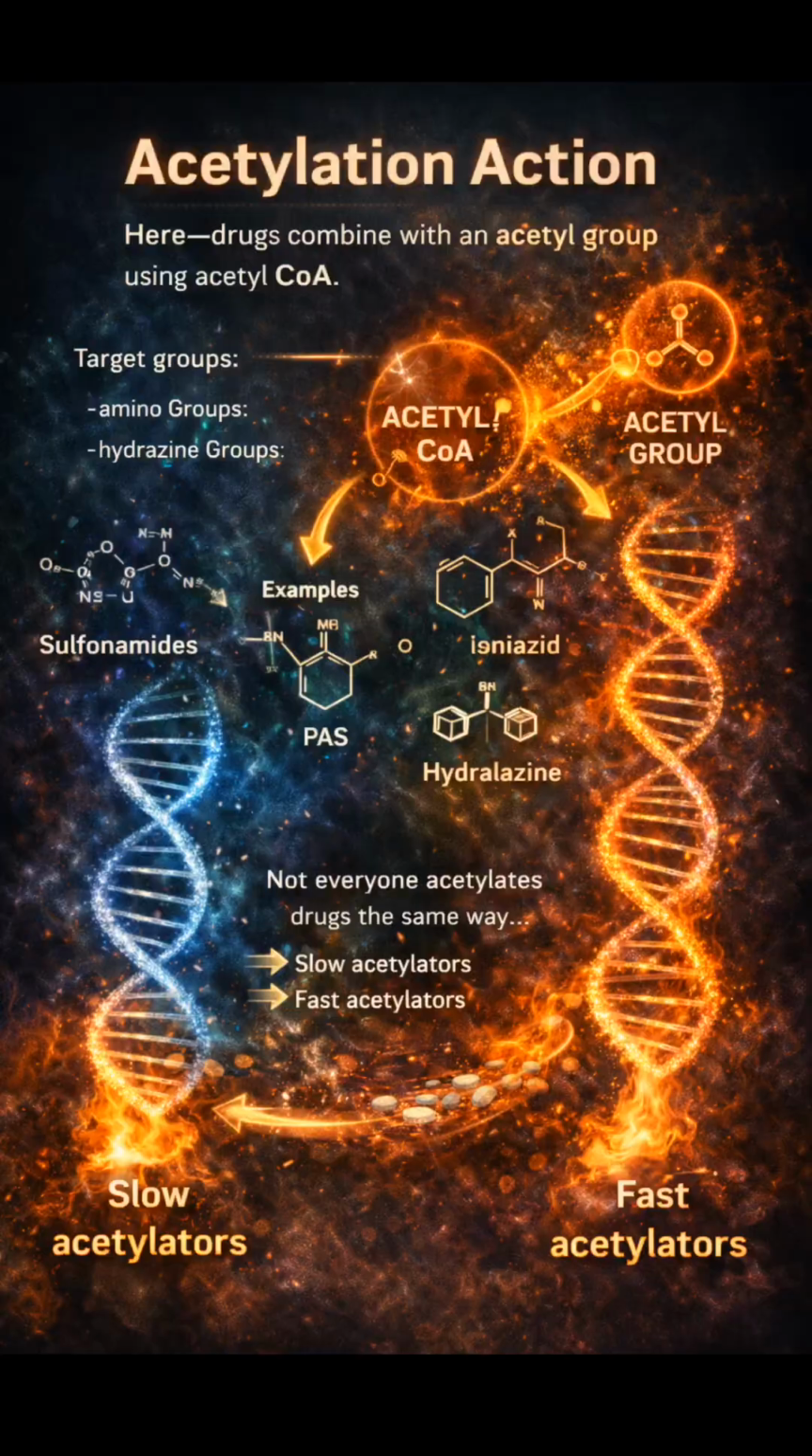Next comes the acetylation reaction. Here, drugs combine with an acetyl group using acetyl-CoA. Target groups: amino and hydrazine groups. For example, sulfonamides, isoniazid, PAS, hydralazine. Now, what is the hidden insight over here? Not everyone acetylates drugs in the same way. Slow acetylators, fast acetylators. This genetic difference affects drug response and toxicity.